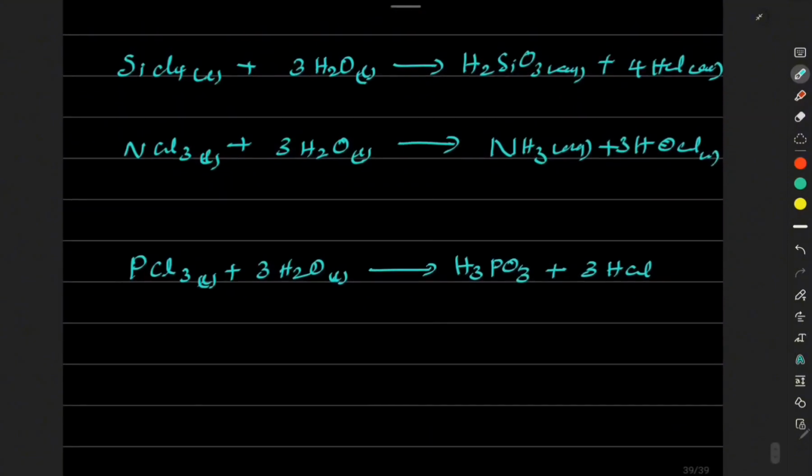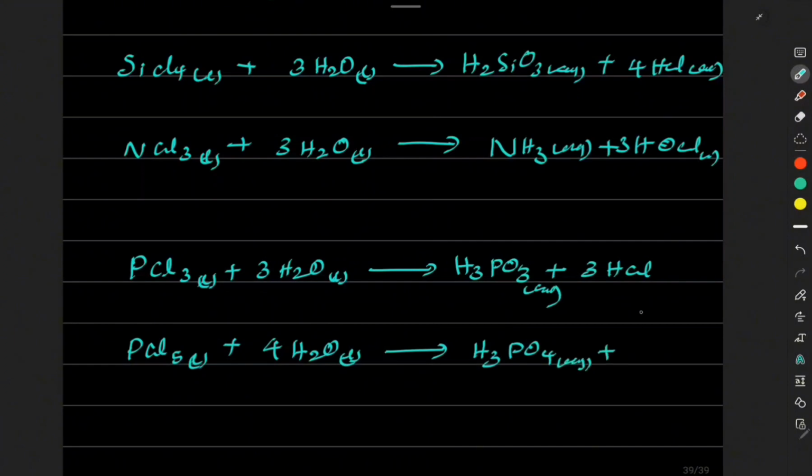Okay. And the next one is PCl5, which is a liquid, plus 4H2O liquid. They form H3PO4, these are aqueous, plus 5HCl aqueous.